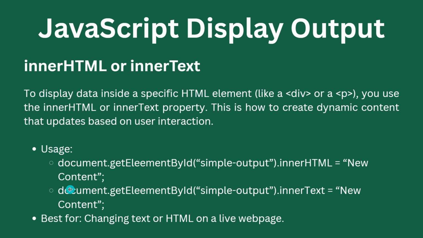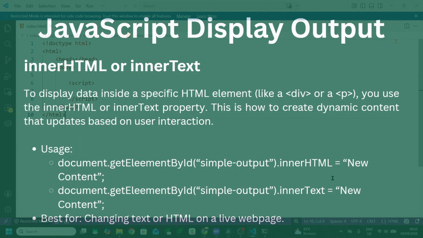And the second usage, you can type document.getElementById, and this is the ID selector. I give the ID as simple-output, followed by the syntax .innerText, and the message is "new content". This is best for changing text or HTML on a web page.